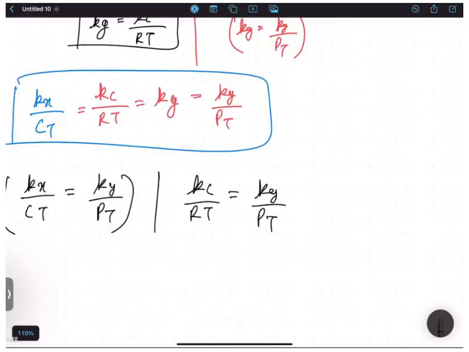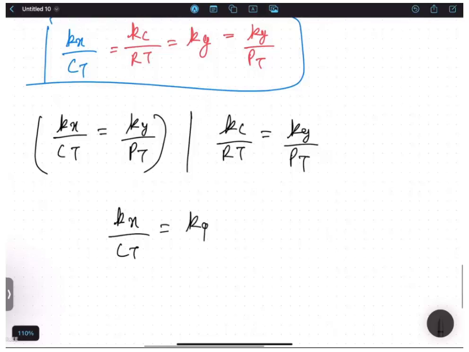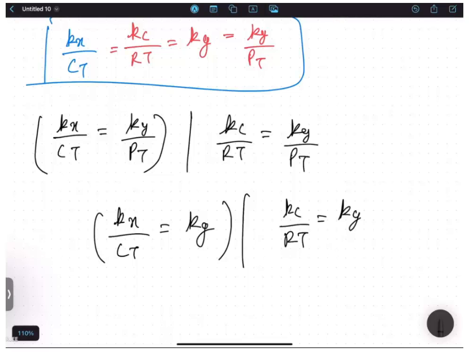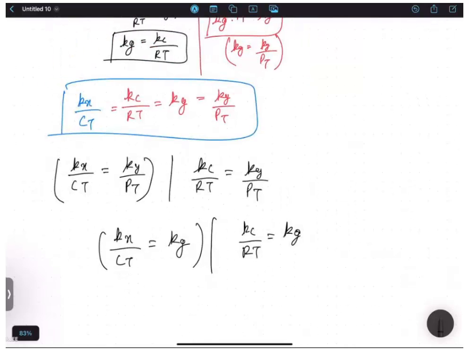Suppose you want to find out the relation between Kg and Kx. So Kx by Ct will be equal to Kg. Suppose you want to find the relation between your Kc and Ky. Sorry, Kc and Kg. So Kc by Rt will be equal to your Kg. Clear? This is Kg. So this is also a very important concept: the relation between the different mass transfer coefficients.